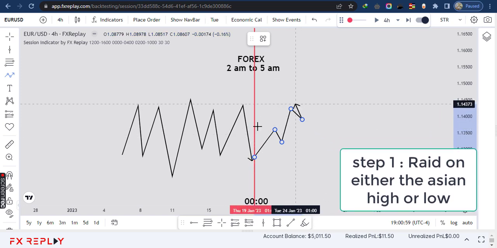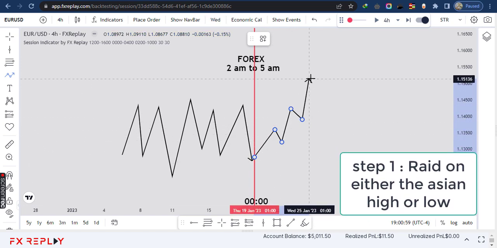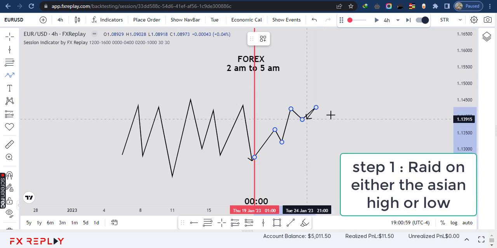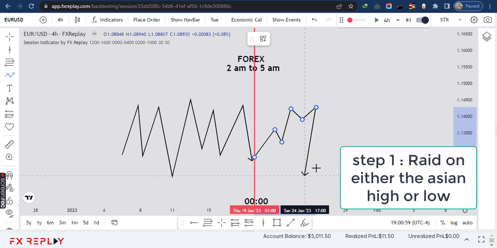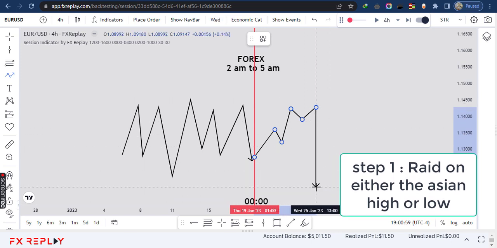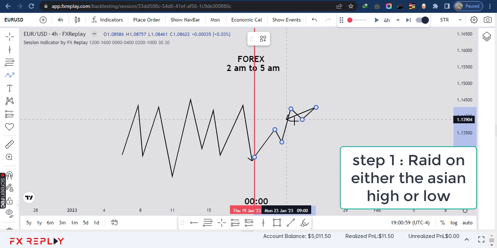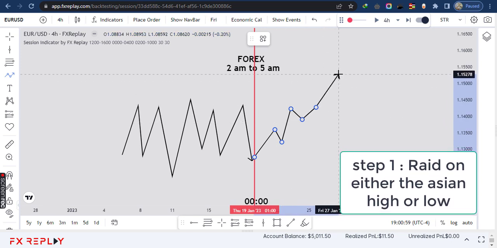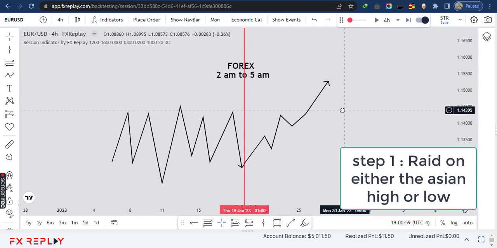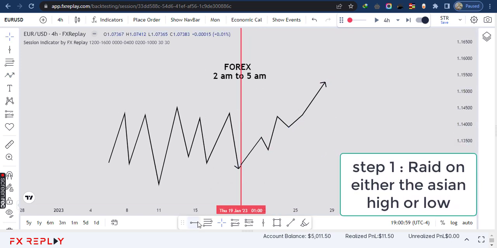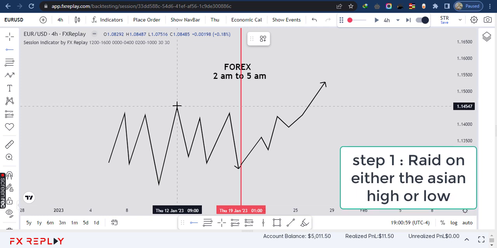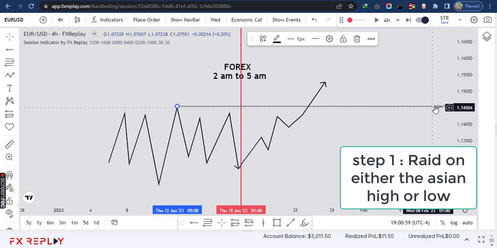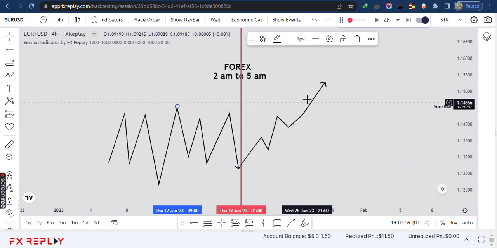So maybe like this, and let's say this is here the London kill zone, which is 2 a.m., and a volume came out, and this happens. So this is what a raid is. So you want to see a raid on the Asian session high. This is the Asian session high. Want to see when a raid happens.